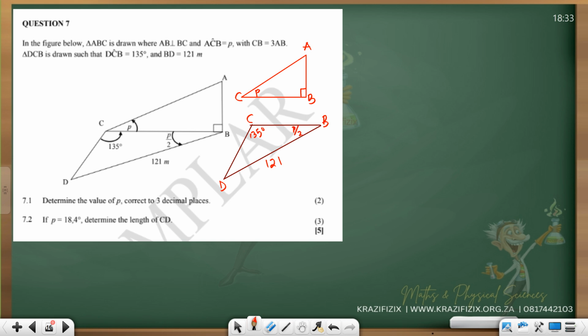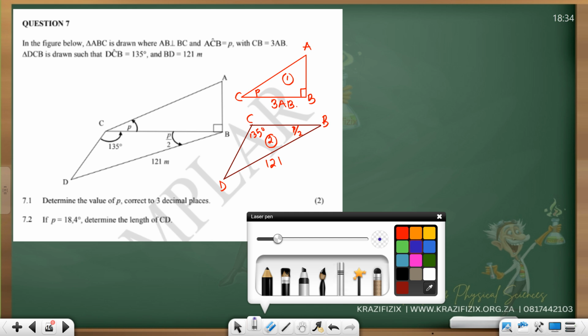All right. We were told that CB is 3AB. Triangle 1 and triangle 2. Determine the value of P, correct to how many decimal places? 3. Okay, so let's go inspect our triangles. Where do we have more information? Is it triangle 1 or triangle 2? Remember, what am I looking for? I'm looking for P. You're saying triangle 2.